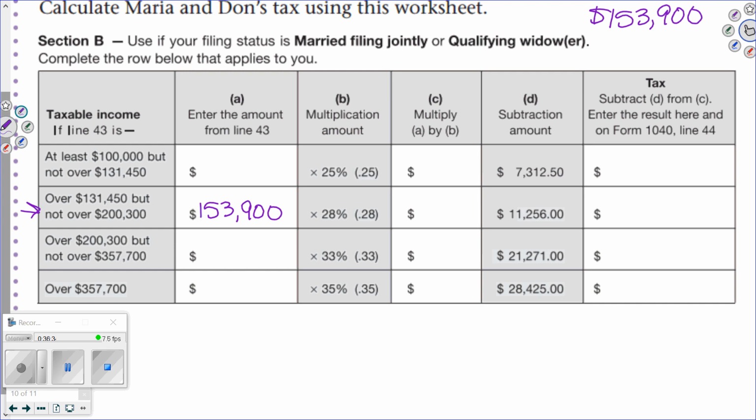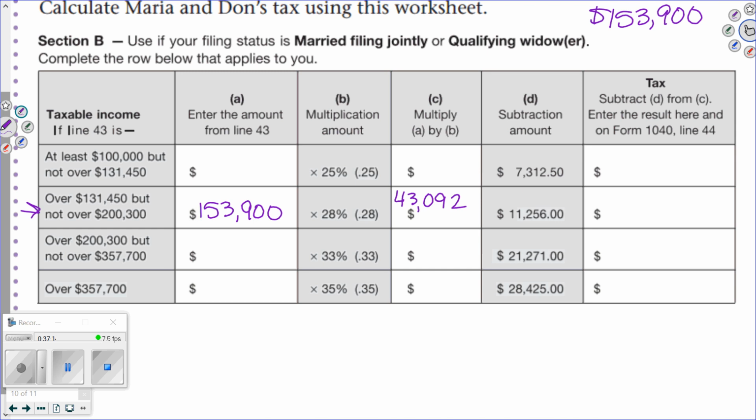They try to make this stuff foolproof so that even the not so bright person can figure this stuff out. It says multiplication amount. You're going to multiply it by 28%, and they even told you it is 0.28. And then for part C, it says multiply A by B. So go ahead and grab your calculator. They literally just want you to type this in. Multiply them together, and that's what goes here. 43,092.